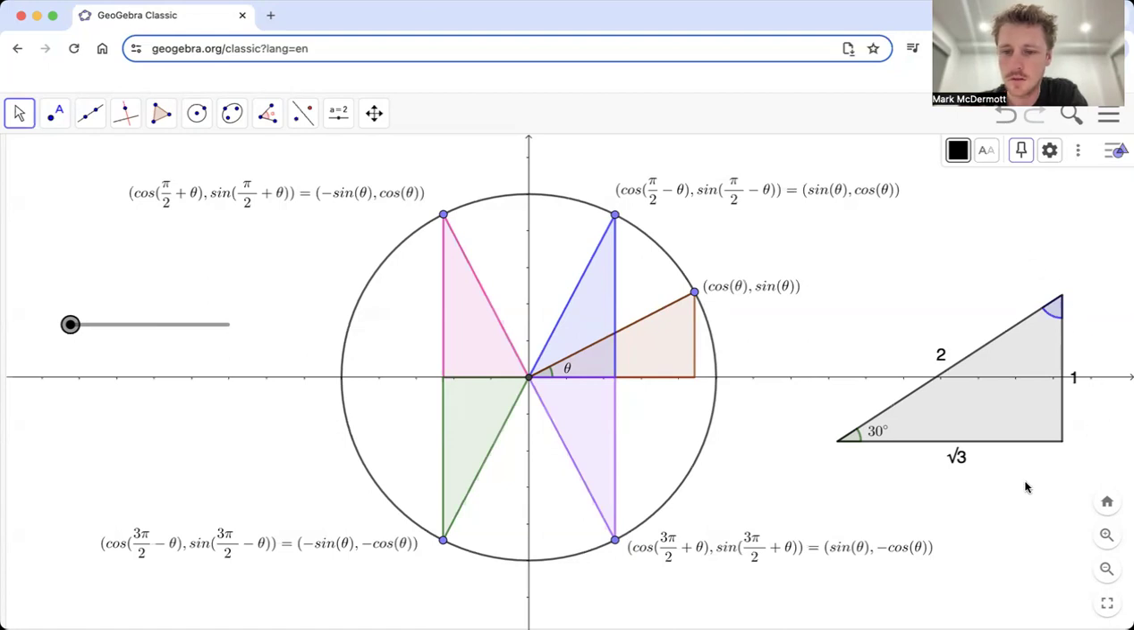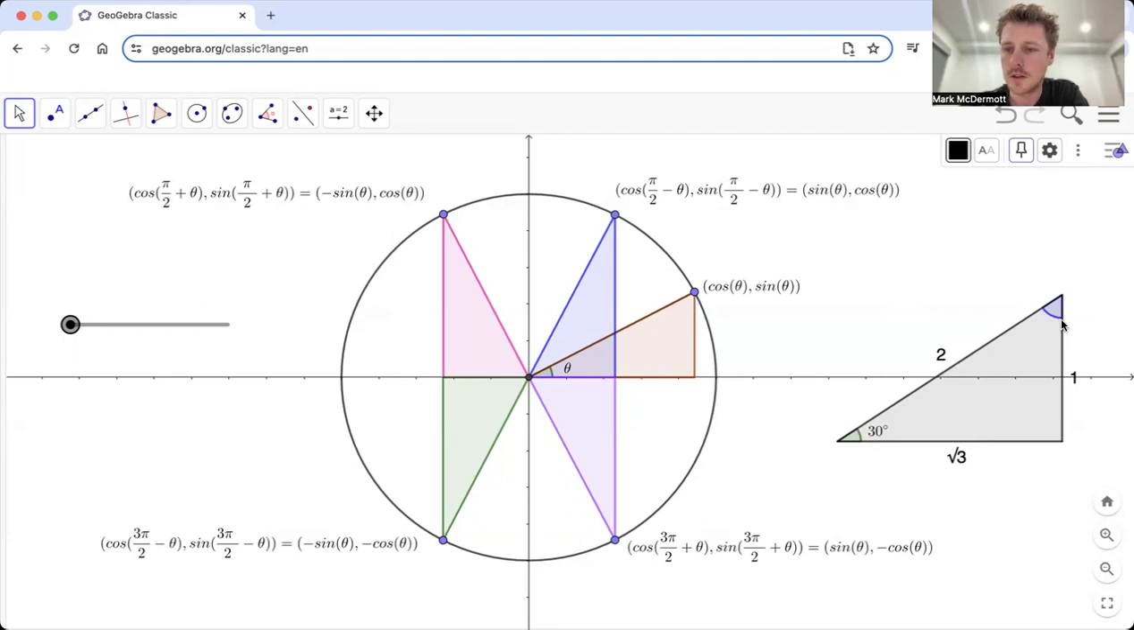If we have this triangle over here, and we know that, let's say this angle in here is 30 degrees, and so cosine of this angle is equal to adjacent over hypotenuse. So that's going to be root 3 on 2. So cosine of 30 equals root 3 on 2.